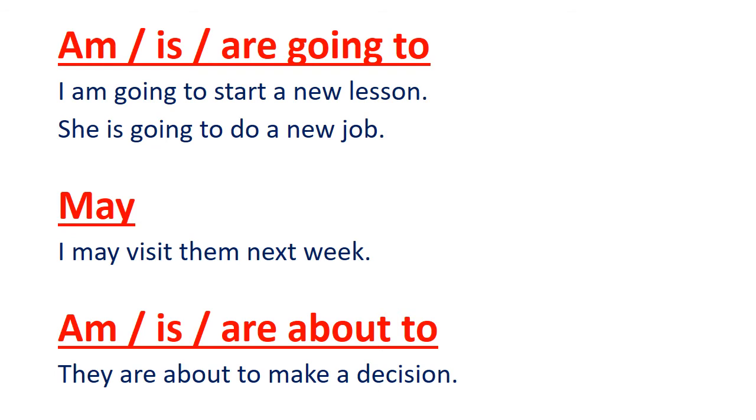Also we can use am, is, are and going to indicate the future. Look at this one. I am going to start a new lesson. That means you have not started. You are going to start. Future. She is going to do a new job. She is going to do a new job in the future. Here we have used am, is, are and going to indicate the future.